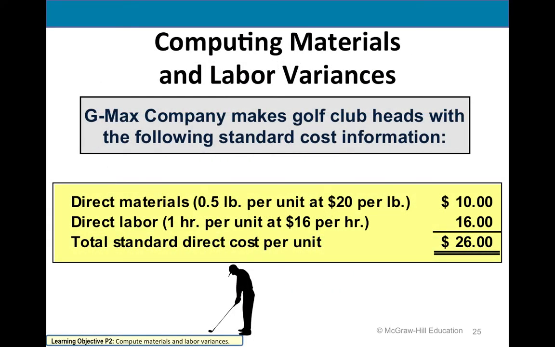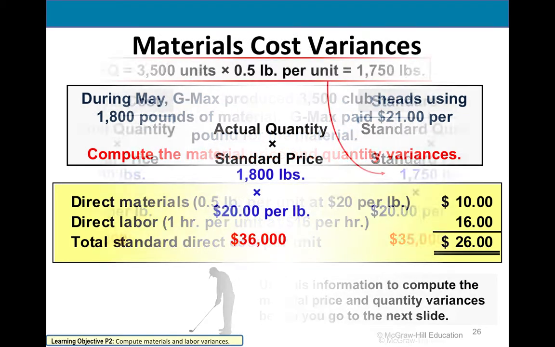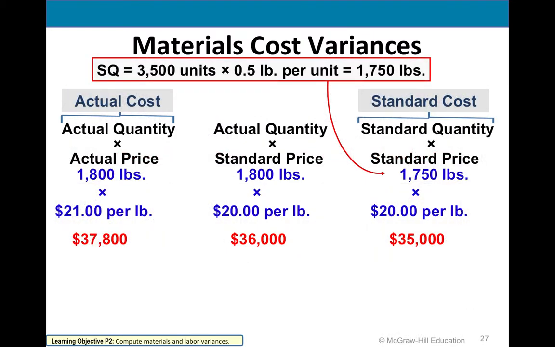It says here, it makes golf club heads. What's the direct materials? Okay, standard cost for each golf club head should be about $26. How much materials we use, at what price, and direct labor: 1 hour per unit at $16 an hour. And materials cost variance, you see $26. So we see here standard costs, and how many pounds? 3,500 units at a half a pound.